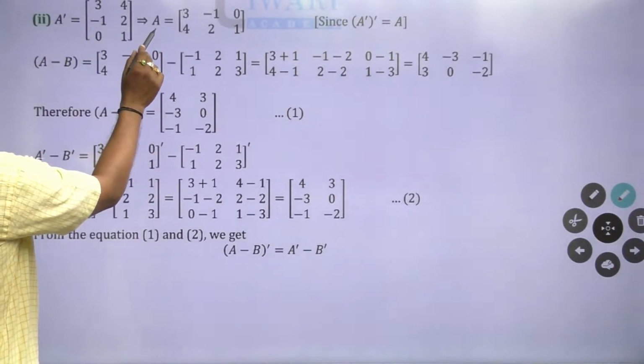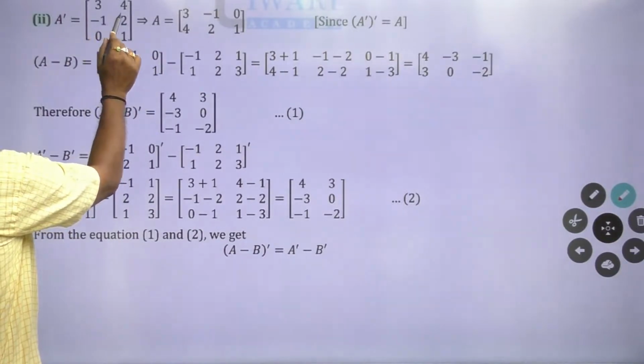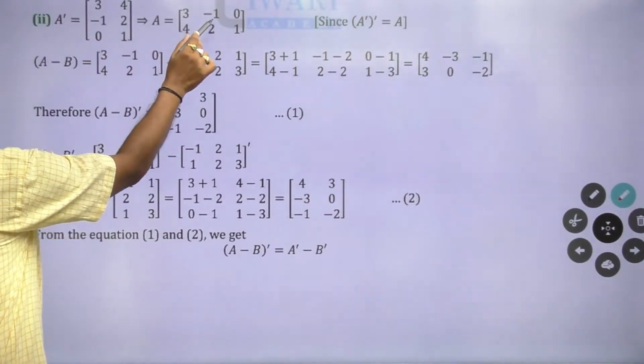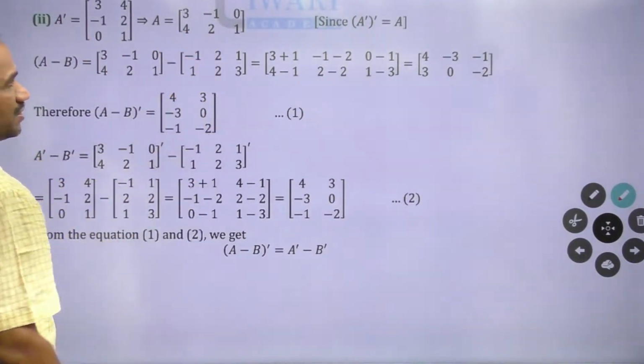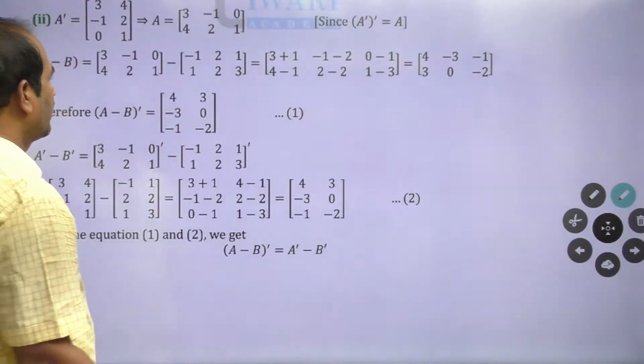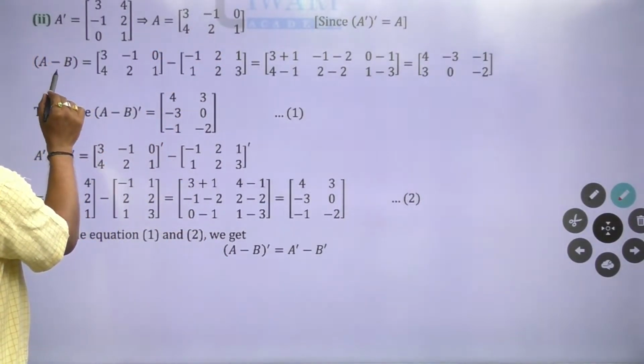This is A dash. A is obtained by interchanging rows into columns: the first row becomes the first column, the second row the second column, the third row the third column. This is A. Next, we calculate A minus B.